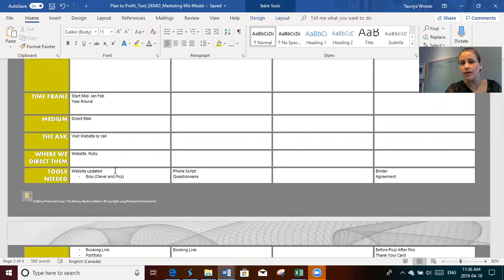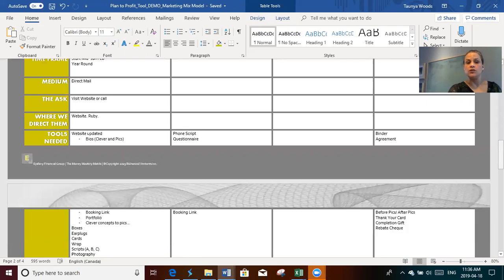So, and I think that's like $300-400 a month. So where we direct them, we put that in. And then here's where you have to figure out the tools needed. In this case, we needed the website updated. So you can't launch any of these initiatives until your website, or the next pillar, is actually done, right?